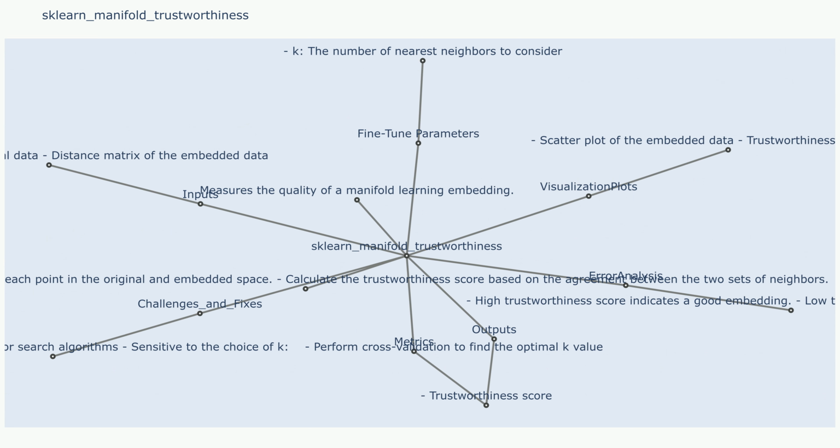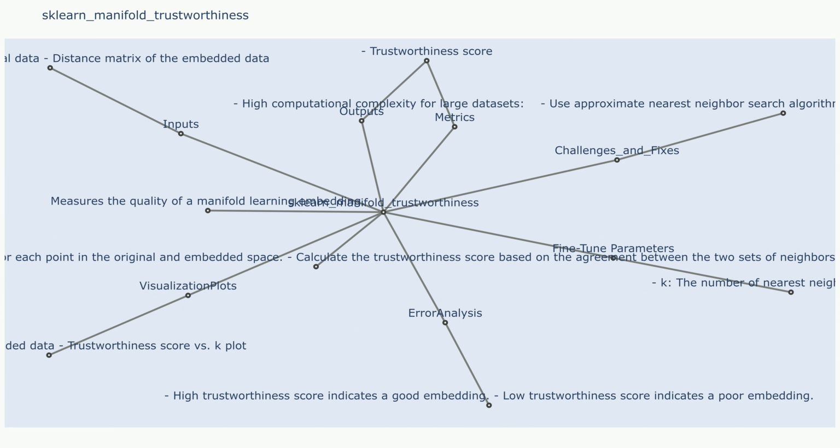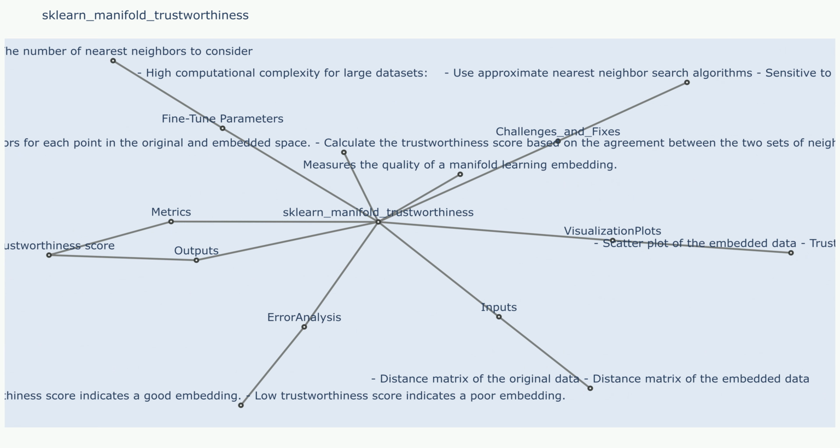Challenge 2: nonlinear data. Trustworthiness may not be effective in evaluating the quality of embeddings for highly nonlinear data. The linear assumption underlying trustworthiness might not accurately capture the underlying structure of the data. When using manifold learning to embed data with complex nonlinear relationships, the trustworthiness score may not accurately reflect the quality of the embedding.